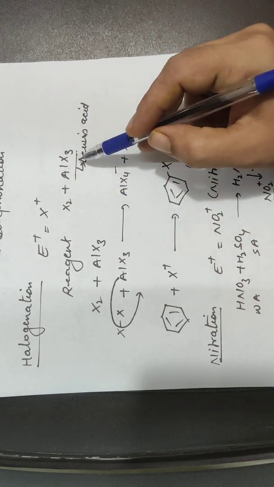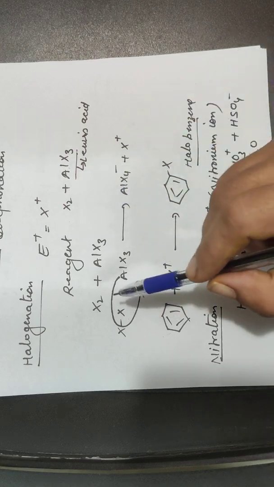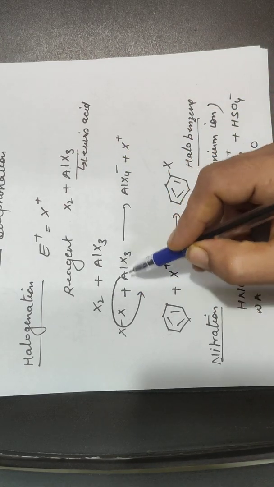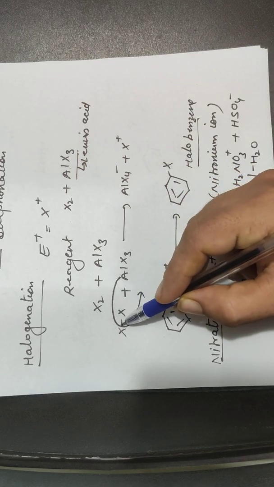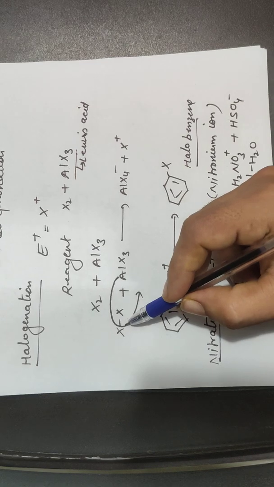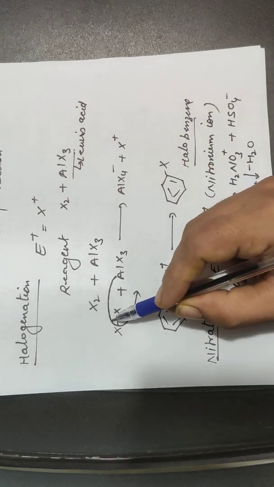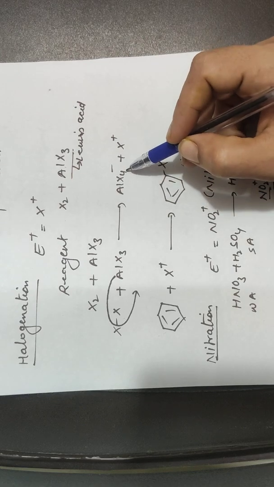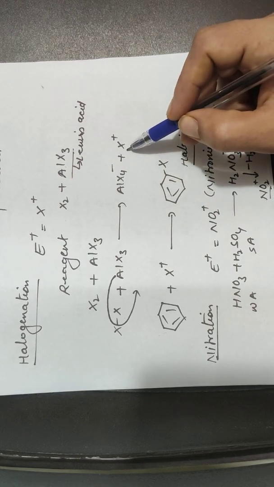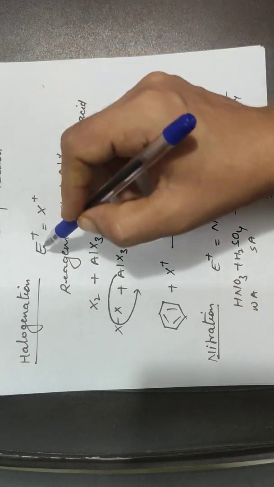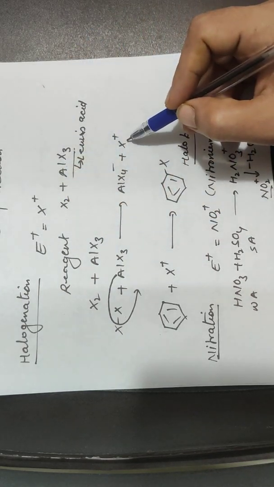Let us see what this AlX3 will do here. If this X2 is reacting with AlX3, this AlX3 is taking the electron pair which was present between X and X. That means this AlX3 is accepting X minus from this X2. This will create AlX4 minus, and simultaneously we get a species X plus. That was our target. We wanted to create E plus as X plus, and this X plus is created.